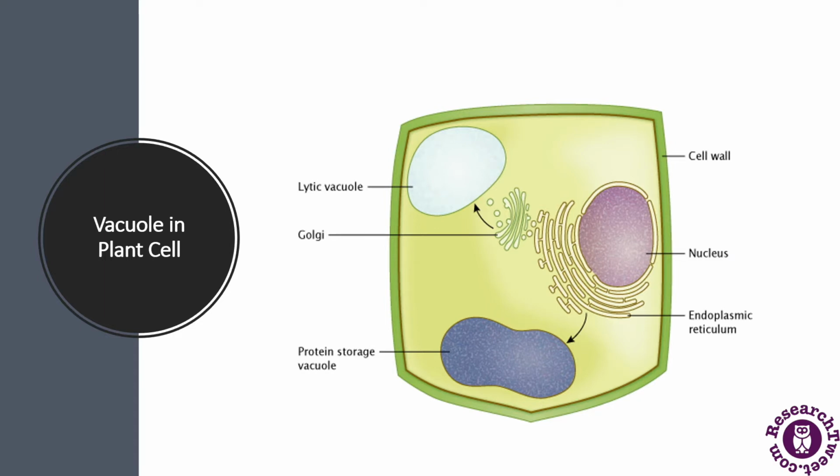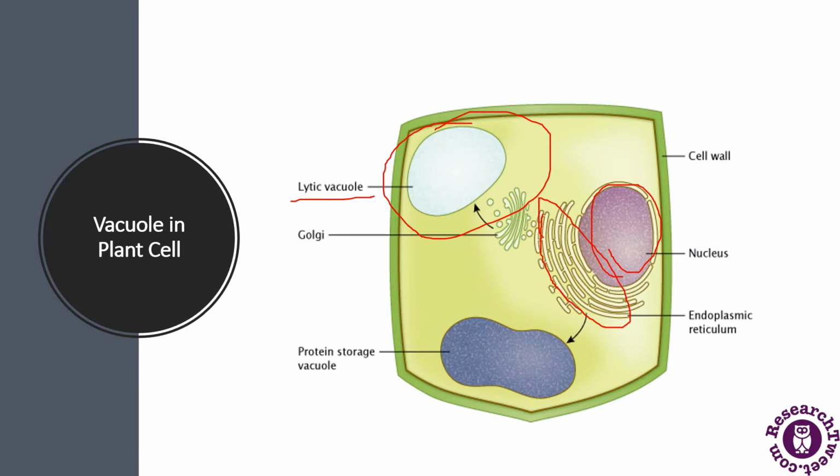So this is a vacuole. This is a cell wall. Then there are lytic vacuoles. There is a Golgi apparatus. So this is a plant cell in which the lytic vacuole is being displayed, and there is a protein storage vacuole that is also displayed. These structures are called the endoplasmic reticulum, and this is the nucleus of the cell. And here is the vacuole, which is this large in size.